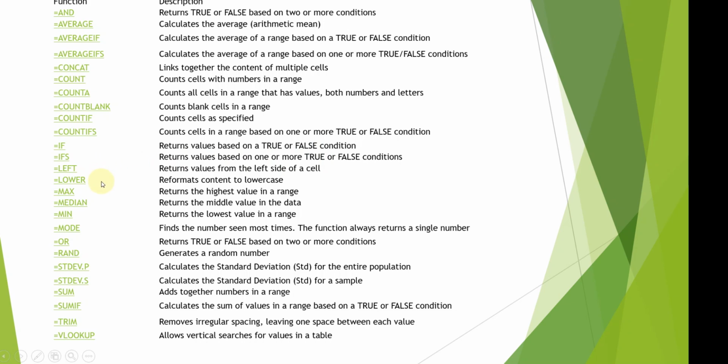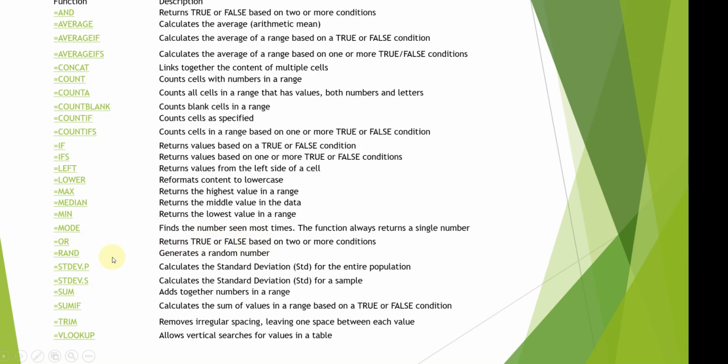We have LEFT. We have LOWER. This LOWER reformats content to lower case. If you have it in upper case and you want to return it to lower case, you're going to use this LOWER. MAX returns the highest value in a range. So we have the median, we have the mean, we have the mode, which finds the number with the most frequency.